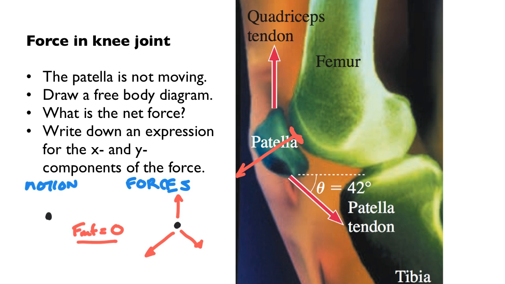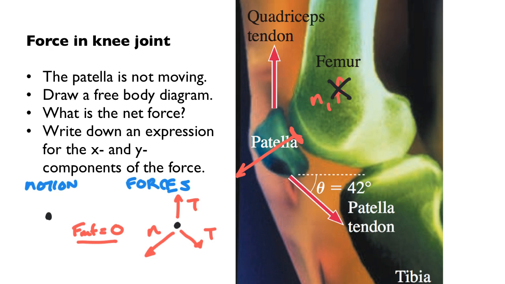normal force. Whenever we have forces at surfaces, there can be a normal force and there can be a friction force, but you don't want friction forces in your joints. You're not at that age yet. I am. You don't want friction forces in your joints. So let's assume it's just a normal force. I have a normal force right here, a force in the quadriceps tendon, which is a tension force, and a force in the patella tendon, which is a tension force as well.